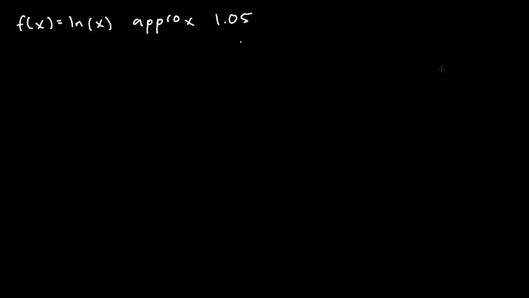Okay, so for this function, we need to approximate ln of 1.05. Again, we just need to pick a simple x value that's super close, and it's a whole number that's easy to do math with. X equals 1 makes sense in this case, since we're trying to approximate 1.05. So x equals 1, very simple number to pick. That's close to 1.05, the input of this function. All right, now what do we do next?